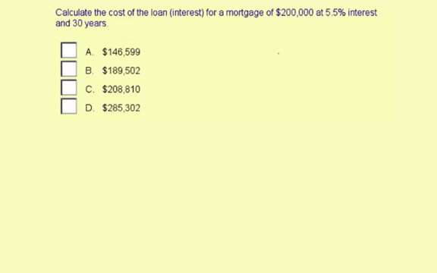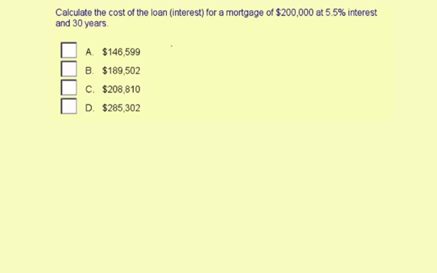Calculate the cost of the loan, the interest, for a mortgage of $200,000 at 5.5% interest and 30 years. So the first thing we're going to do is figure out the monthly payment of the installment loan, and then we'll go ahead and figure out the cost of the loan.